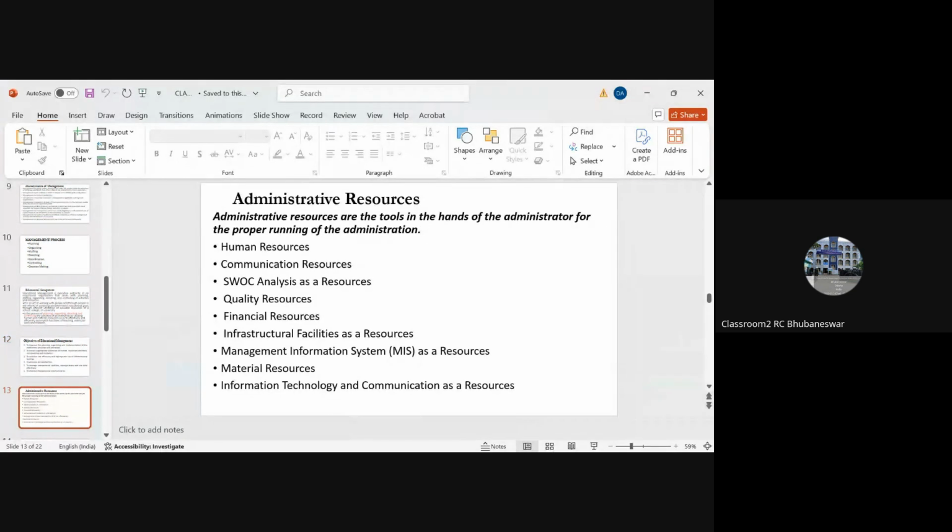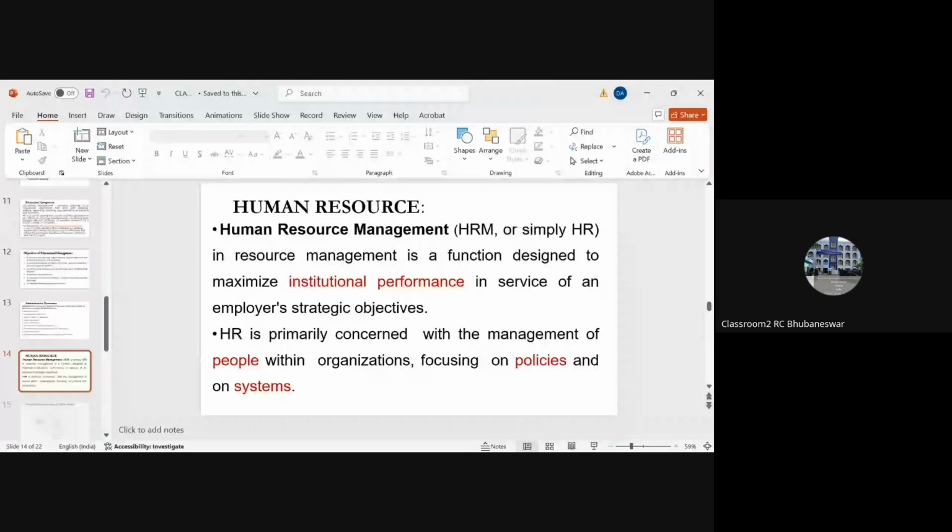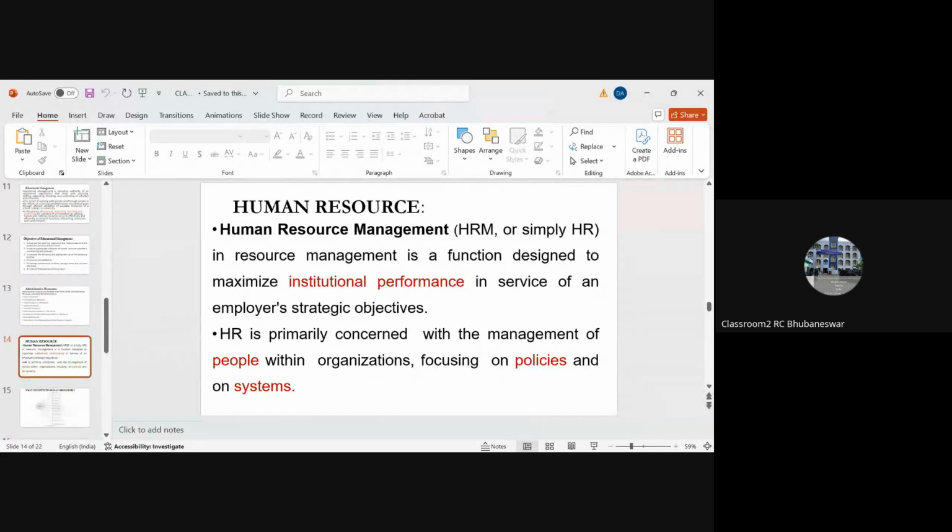Then administrative resources. What are the administrative resources? Human resource is also a very important administrative resource. Communication resource, digital platform, social media, WhatsApp, telephone, telegram. Quality resource, financial resource, infrastructural facility, management information system, material resource, ICT, information communication technology are the administrative resources. Using all the resources, administrative activities can be managed and controlled.